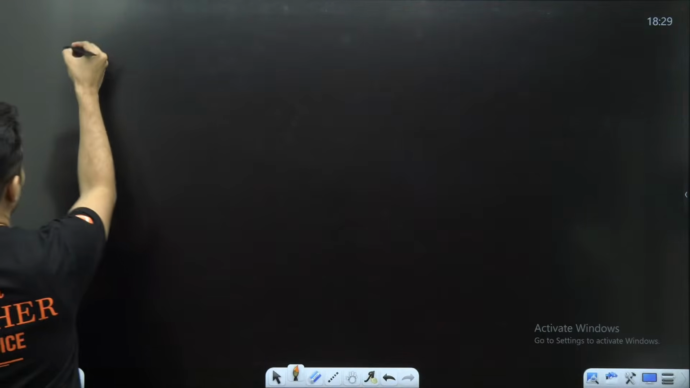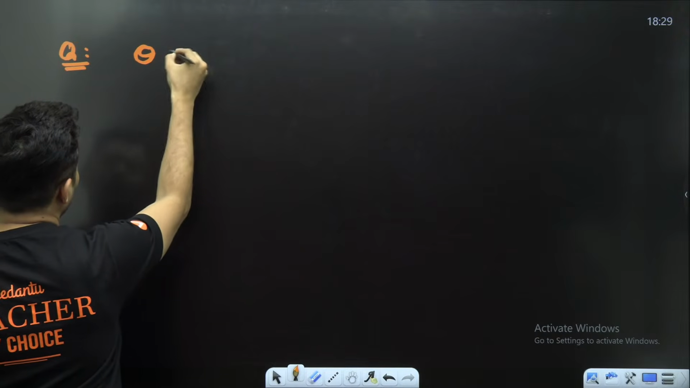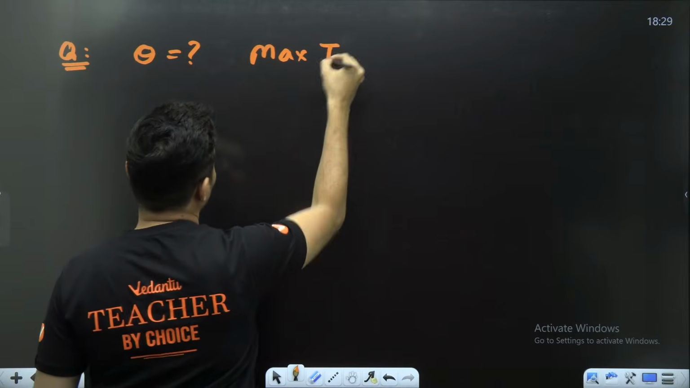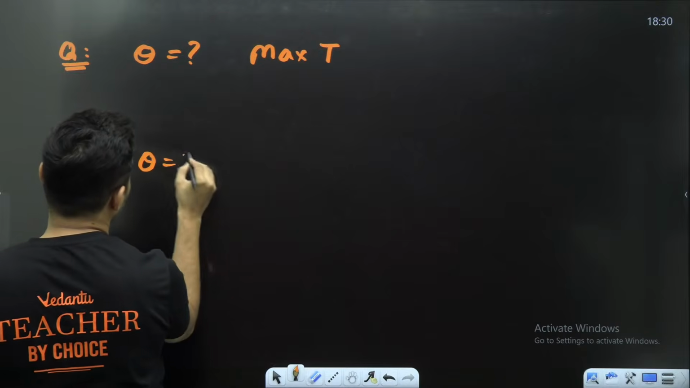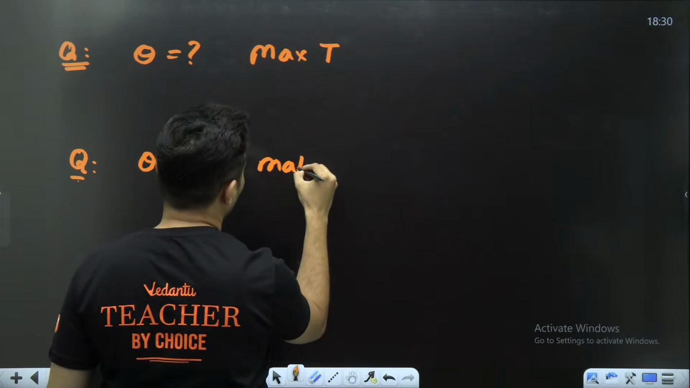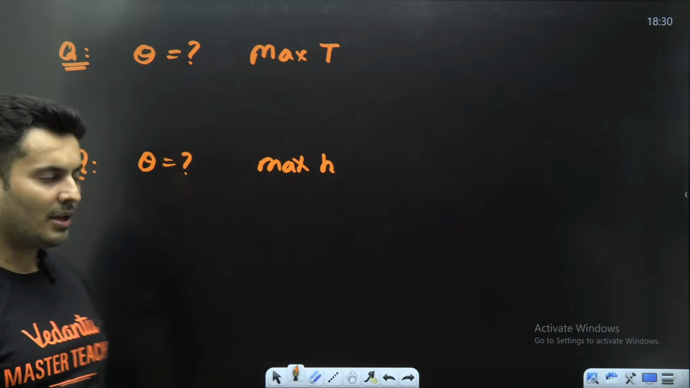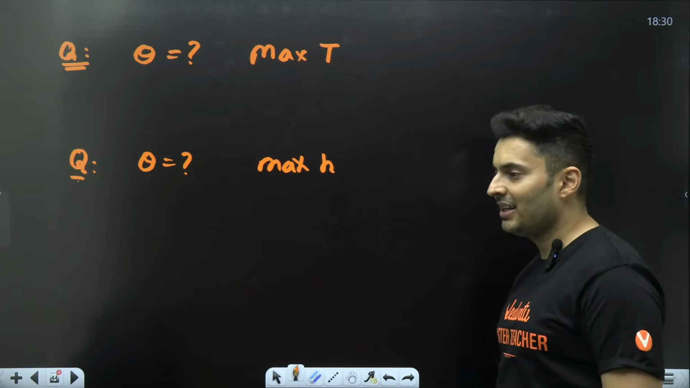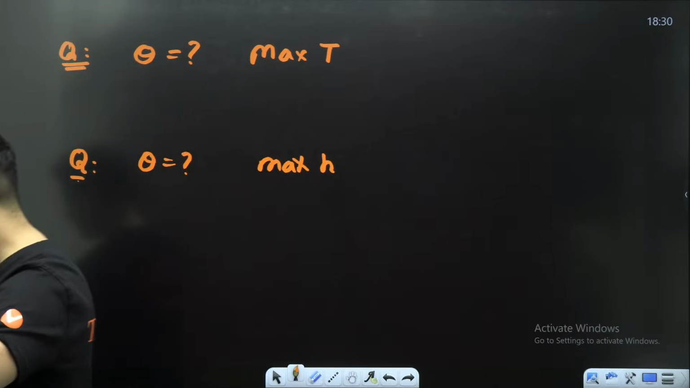Even before going for maximum range, let me ask you a simple question. What should be the angle for maximum time of flight? And the next question for all of you, what should be the angle for maximum height? For maximum height in a projectile. What angle will you throw the projectile to get maximum time of flight? What angle will you throw to get maximum height? Come on.